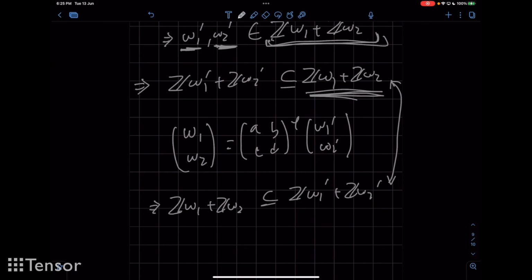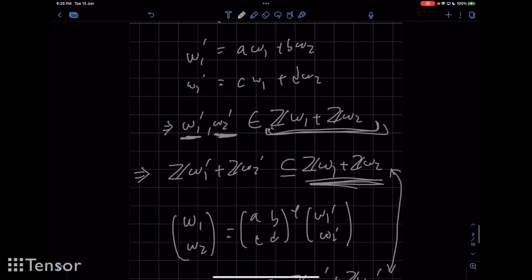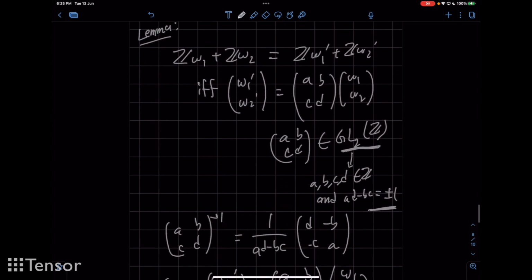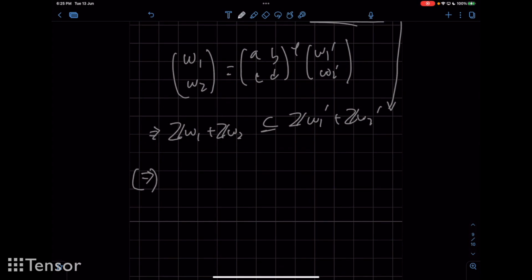So if the basis elements of two lattices are related by a transformation of GL2Z, then the two lattices are the same. We are not talking about homothetic lattices here. We are talking about equal lattices, so we need to keep that in mind. Oh, we haven't proved the other direction. If two lattices are equal, then the basis elements are related by a GL2Z transformation. So let's try to prove that.